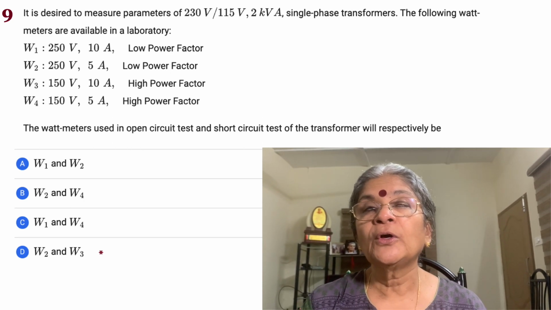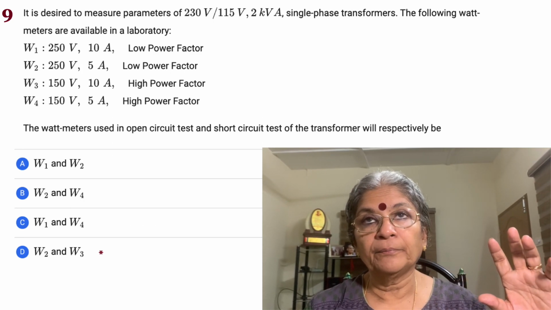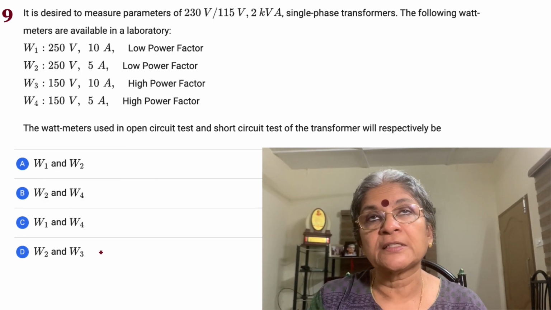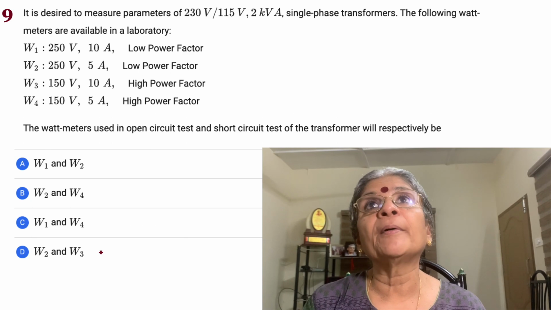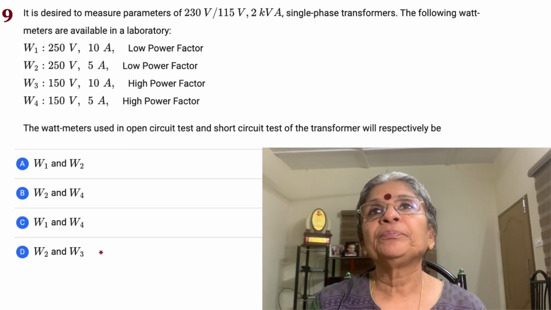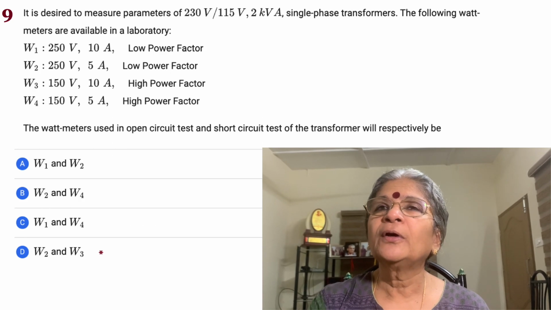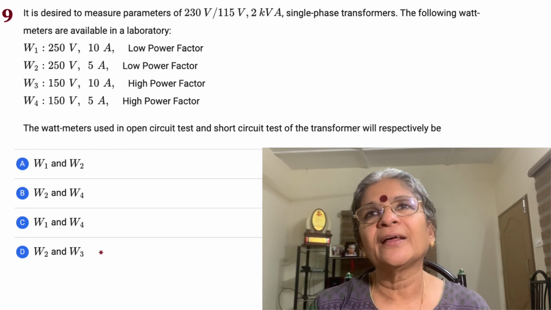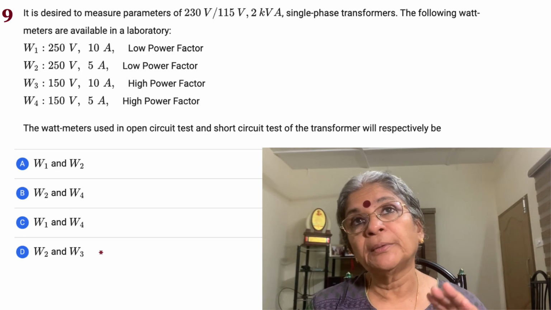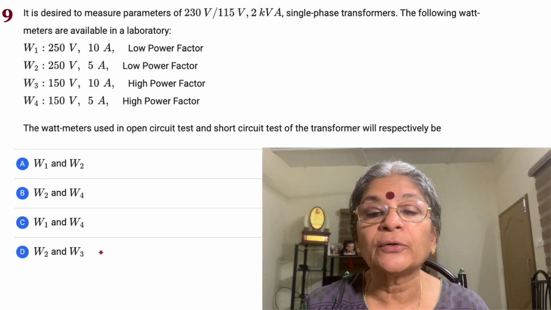Normally you do the open circuit test by keeping the secondary open and giving the entire voltage, the full voltage, because flux is related to the voltage. At that time the power factor is low, so you use a low power factor wattmeter. That's the general trend. And when you try to find out the copper loss, you normally switch, with the primary and secondary interchanged, and you give a lower voltage but with a better power factor wattmeter. Okay, so that's it. Let's see what the different wattmeters are.